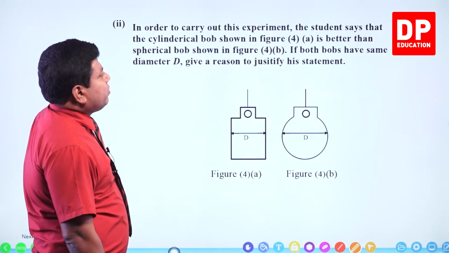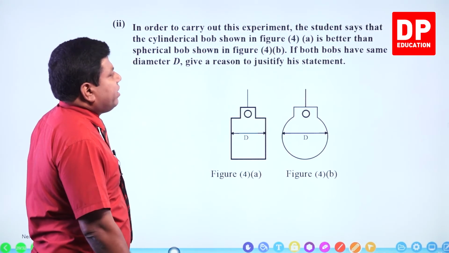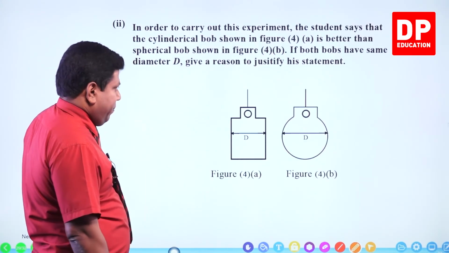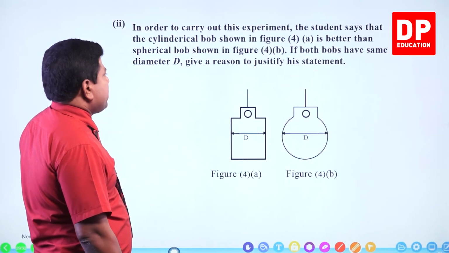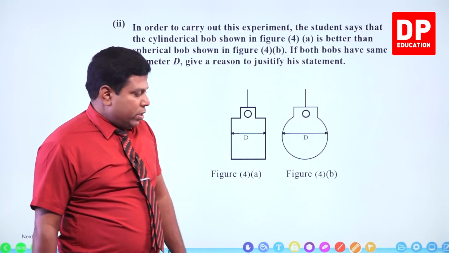In order to carry out this experiment, the student says that the cylindrical bob shown in figure 4a is better than the spherical bob shown in figure 4b. If both bobs have same diameter d, give a reason to justify his statement.